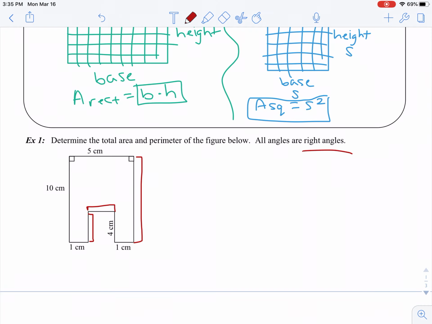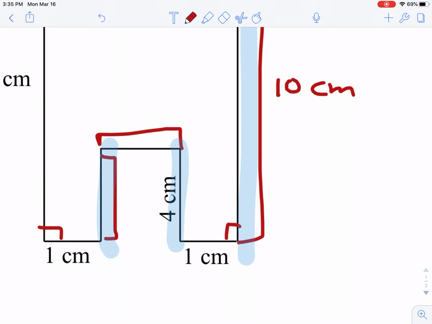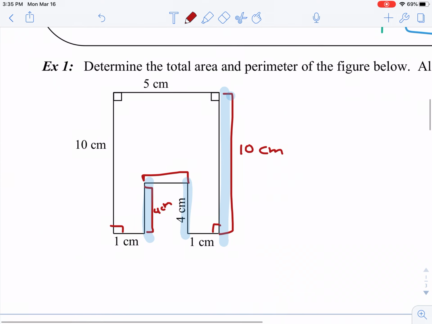So what that tells me is that this side also has to be 10 centimeters. And then if this whole part right here is 10 centimeters, and this part is 4 centimeters, then this part is also 4 centimeters. And then last but not least, if this whole part is 5 centimeters, this is 1 and this is 1, 5 minus 1 minus 1 leaves us 3 centimeters right here.